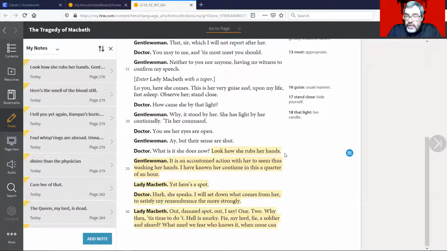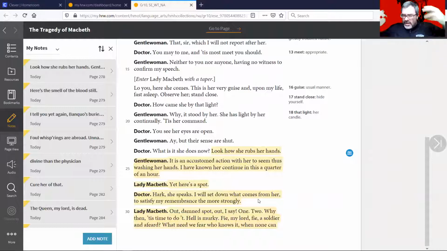And in some of the versions of the play that I've seen, or in movies I've seen, she washes them so much that they become raw. Now, Shakespeare doesn't get into those specifics. So Lady Macbeth says, "Yet here's a spot." The doctor says, "Hark, she speaks," and then Lady Macbeth says, "Out, damned spot, out, I say. One, two, why then 'tis time to do it. Hell is murky. Fie, my lord, fie."